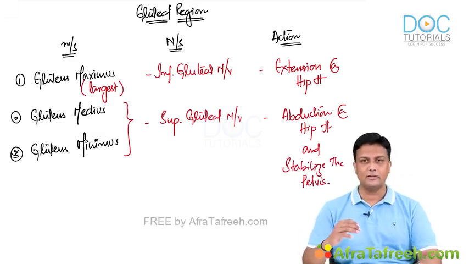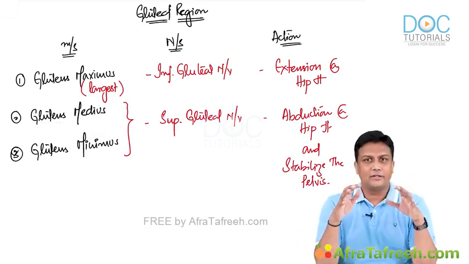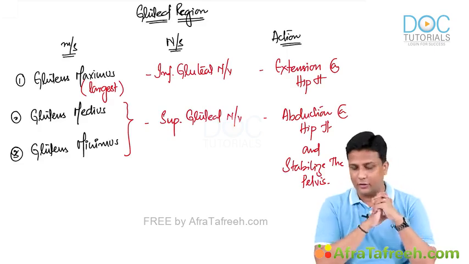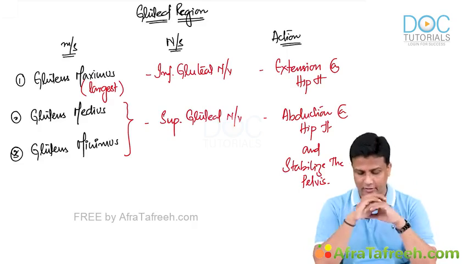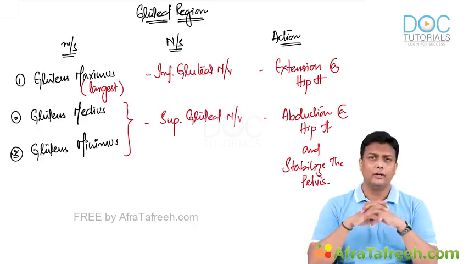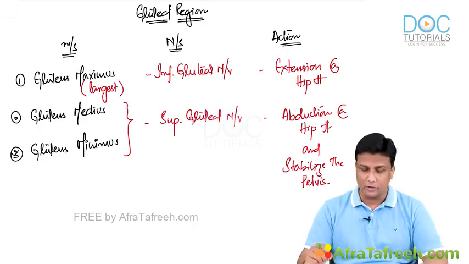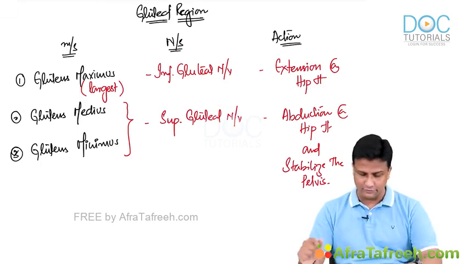So gluteus medius and minimus, they're not allowing the pelvis to fall on either side, right or left side. So they are going to stabilize the pelvis while walking. That is the reason why these two muscles are extremely important. And there is one beautiful clinical correlation also. I'll explain that to you in detail within a few minutes, guys.